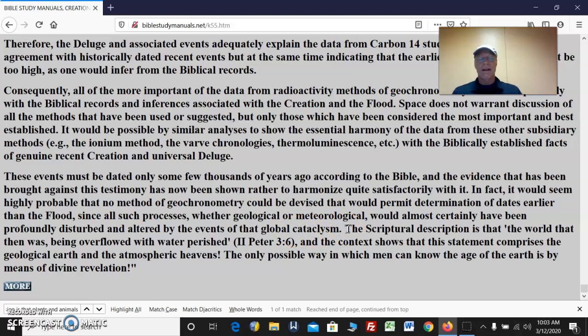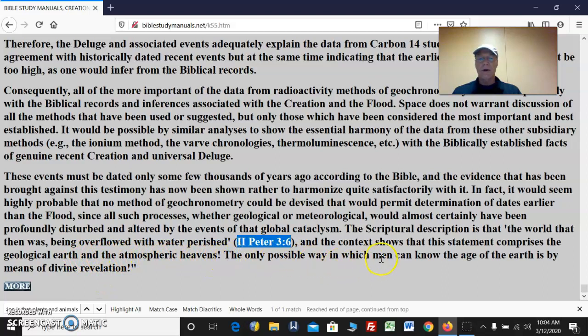Cataclysm, okay. Big words. The scriptural description is that the world that was then was overflowed with water, perished. We looked at that in 2 Peter 3:6. Now, you're not maybe a Bible student, but just let's program that in and rule it out. And the context shows that this statement comprises the geological earth and the atmospheric heavens.